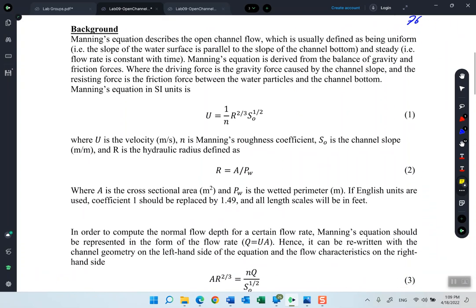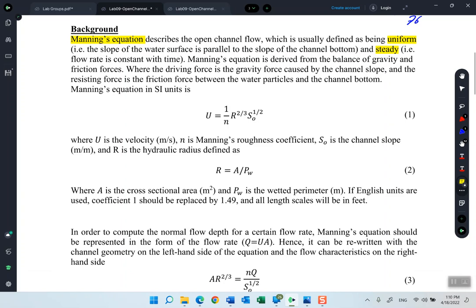So before getting further into the experiment itself, let's speak a little bit about Manning equation. I'm sure that Dr. Abukifa has already introduced Manning equation in the lecture, so I will pass through it very quickly. Manning equation is originally derived to describe the uniform flow, and it has two main assumptions. The first one is that the flow is uniform, and also the flow is steady.